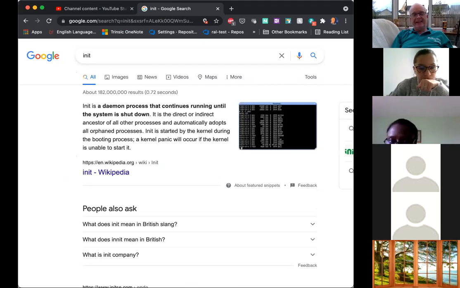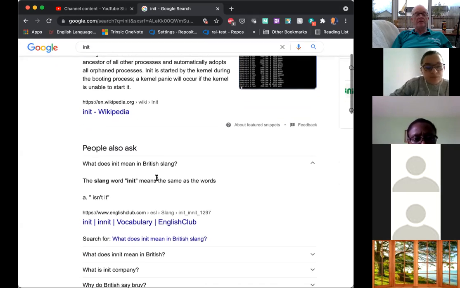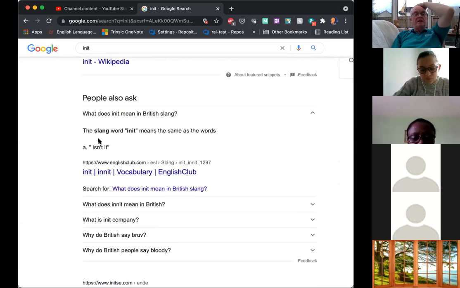"In it." What does it mean in British slang? I'm not talking about init as a daemon process that continues to run until the system is shut down, which is computer jargon. I'm using it in the sense of British slang, where it is short for "isn't it?" I have just explained something to you and I'm saying that's right, isn't it? I could say that as a sort of rhetorical question. When I ask a rhetorical question, I'm not asking for an answer. That's what a rhetorical question is, when you ask a question for effect.